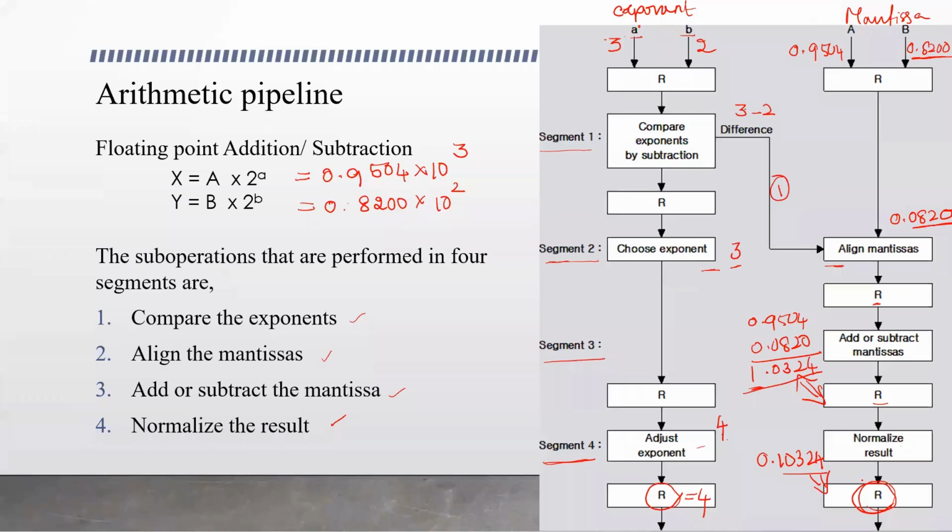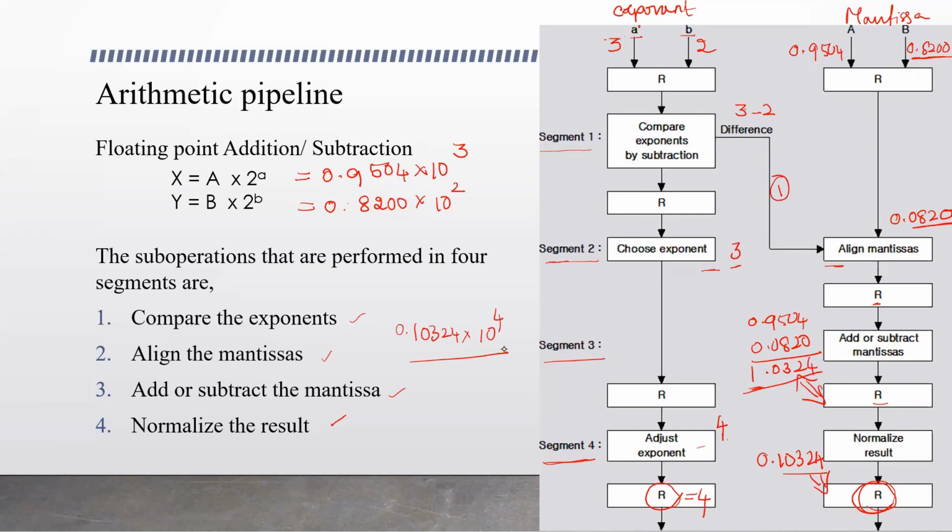Okay, so the result of x plus y here is 0.10324 into 10 power 4. So this entire operation of performing addition or subtraction of these floating point numbers is divided into sub operations. All these operations can be done parallelly. So how much time will this take?